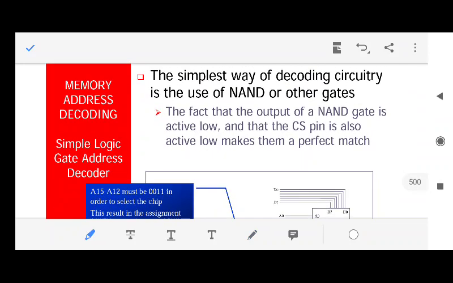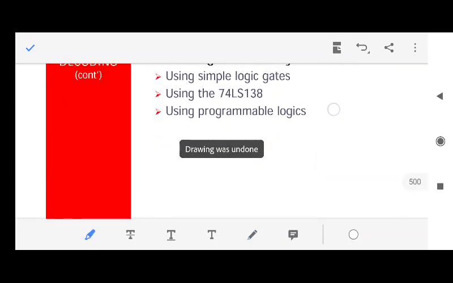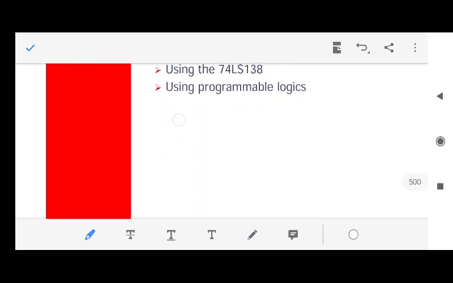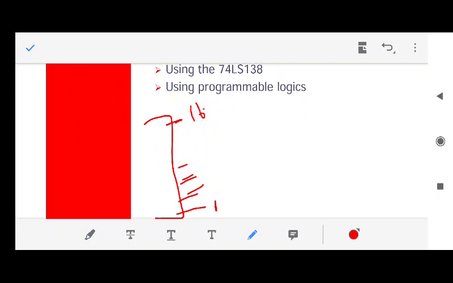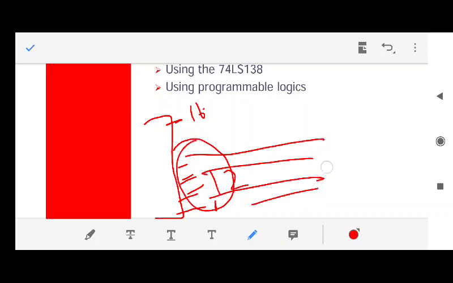The simplest way of decoding circuitry. What is decoding circuitry? Actually, why do we need decoding circuitry? First I'll explain this. Let us come back to our original example where you have 16 address lines, the first line till the 16th line. You have already employed 12 address lines, we have already connected the 12 address lines to the memory. Now you have 4 remaining address lines, and you want to select this chip. So you have one chip select.